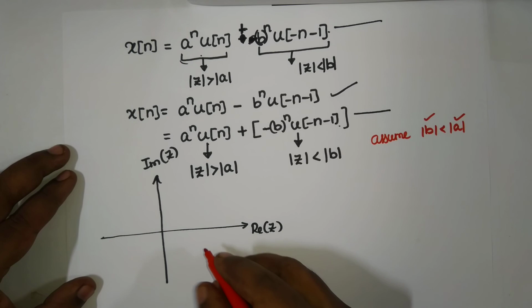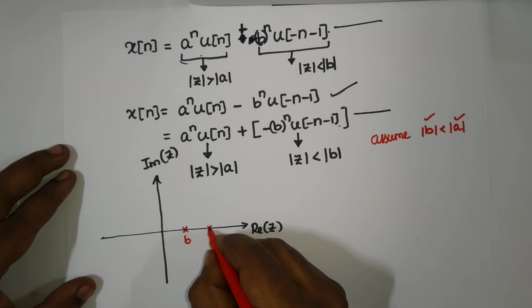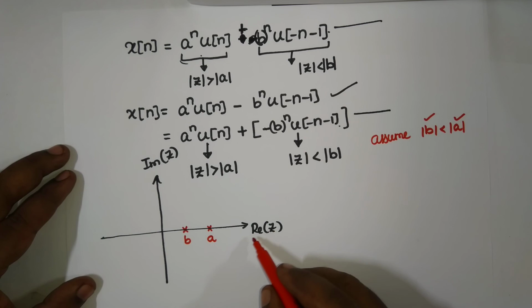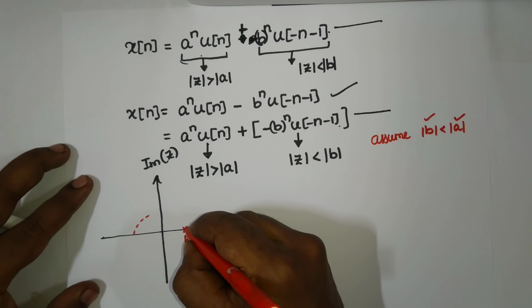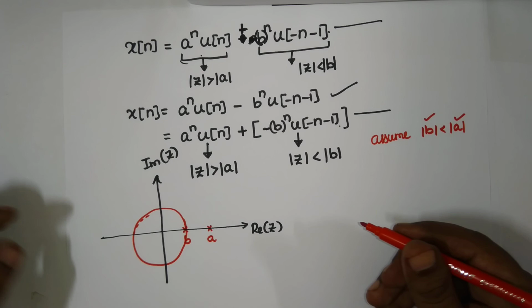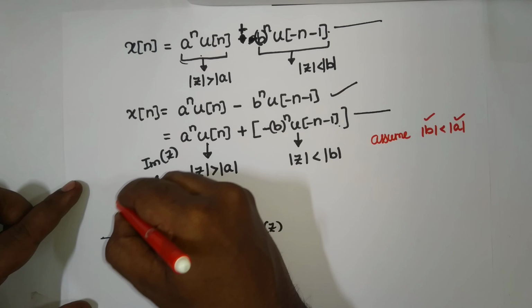Let me take B like this. Now this is my B, and I have a real pole, as we are taking positive B and positive A. So B less than A we can show this way. Now draw a circle passing through this pole B. Then draw one more circle passing through this pole A.